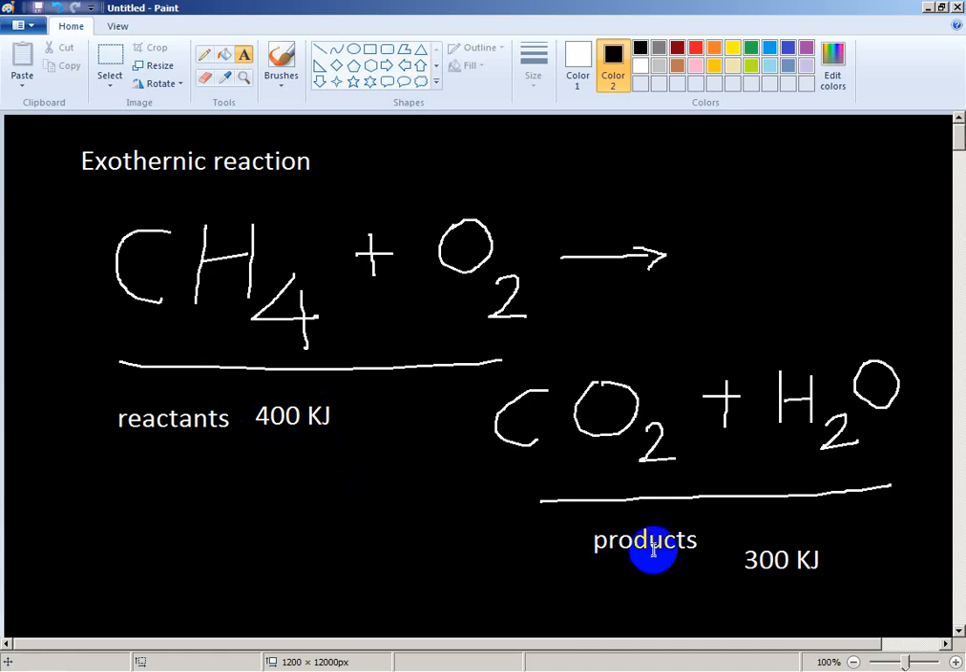This 400 kilojoules and this 300 kilojoules are not actual values; I have given an example for this reaction. Suppose bond breaking energy is more than bond formation energy. Why in an exothermic reaction is energy released to the surroundings? Because in an exothermic reaction, bond breaking energy in the reactants is more than bond formation energy in the products. As a result, excess energy is released to the surroundings.